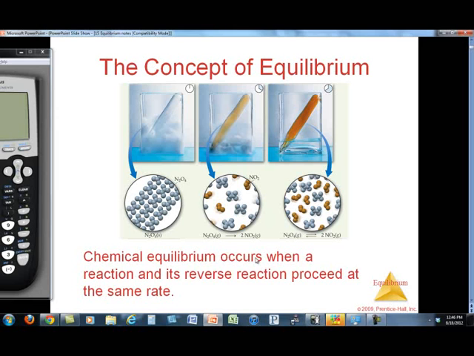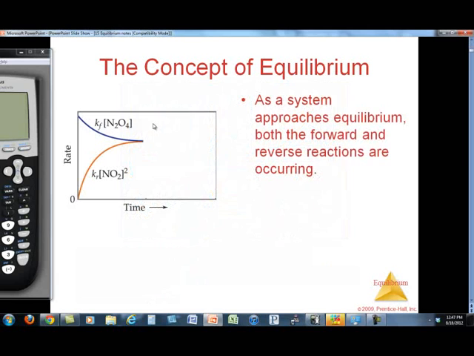Okay? So a chemical equilibrium actually occurs when the rate at which the forward and the reverse reaction are occurring are one and the same. Okay? Let's talk a little more about what that means. So if I were to take an equation, and here I'm taking a forward equation where I'm starting with N2O4 and I'm making NO2, and if I plot time versus rate, what I'll see is that eventually these rates will become exactly the same. And at that point where they become exactly the same, we have equilibrium.